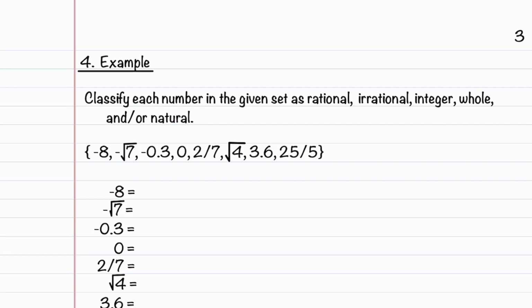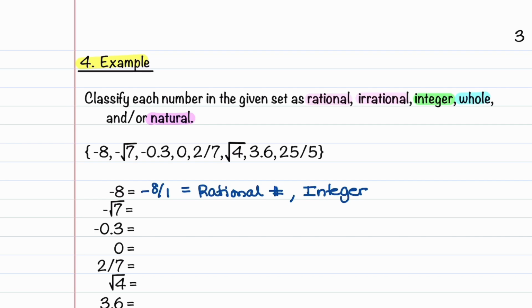Let's now put everything we learned into practice and classify some numbers. We're going to classify each number as rational, irrational, integer, whole, and or natural. We're going to begin by determining if a number is rational or irrational, and then if it's rational, we'll have to see what else it might be. Remember that a number is rational if it can be written as a fraction. -8 can be written as -8/1, so it is a rational number, and it is also an integer.